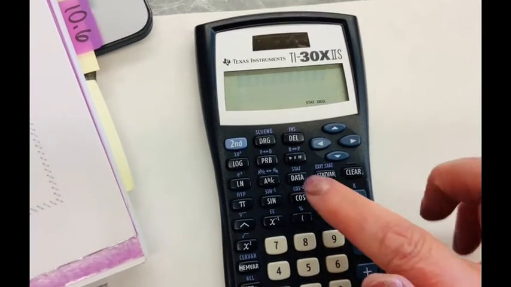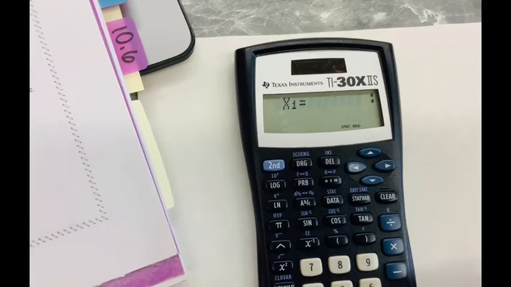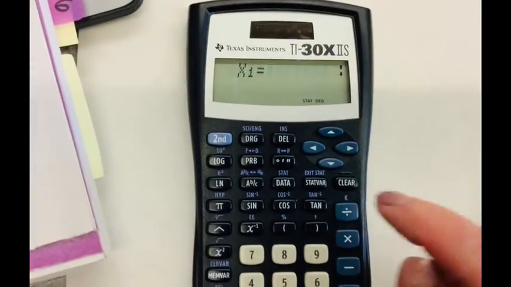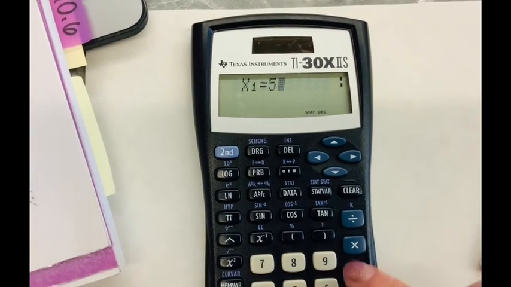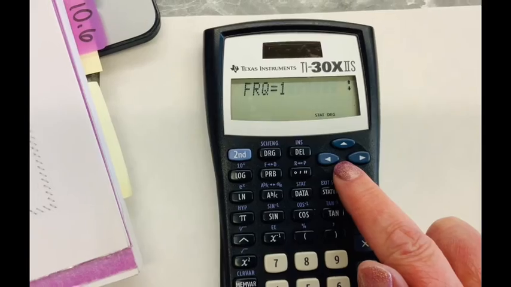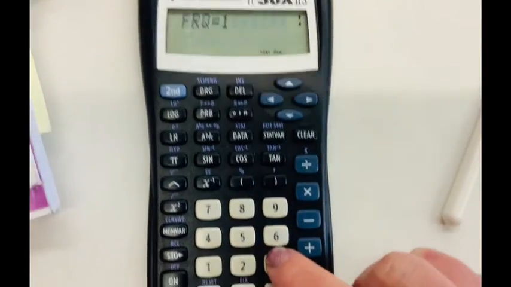Okay, the next thing is we're going to hit data, and it says X1. You're going to put 5 in there because that is the first data point that we have. So I'm going to put 5 in my calculator, and then I'm going to go down, and it says frequency. And I look at my data, and in my data I have 1, 2, 3, 5s. So for my frequency, I'm going to put 3.